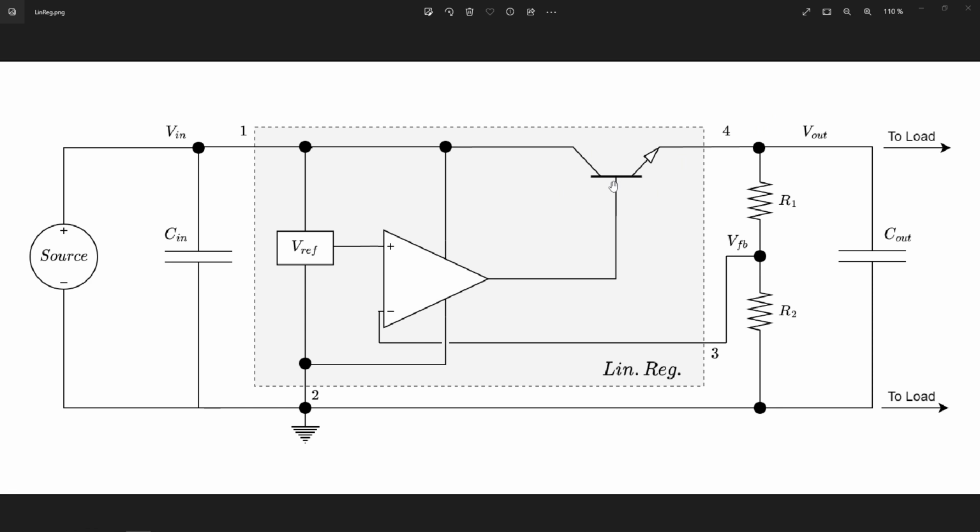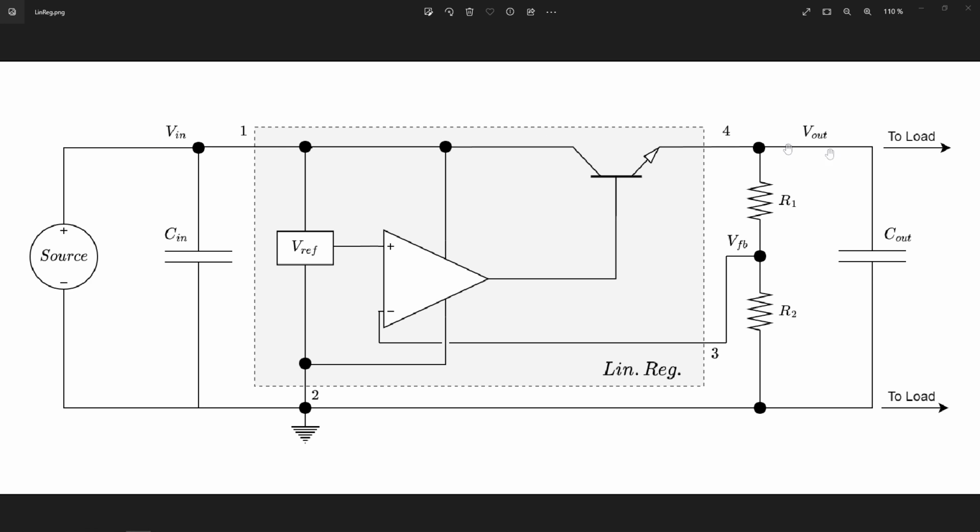We need to somehow dissipate that heat. We need to somehow be able to handle that heat that's generated. And this, in comparison to, for example, switching regulators, is far, far less efficient. What we also then need to pay attention to is how different our input voltage is to our output voltage.